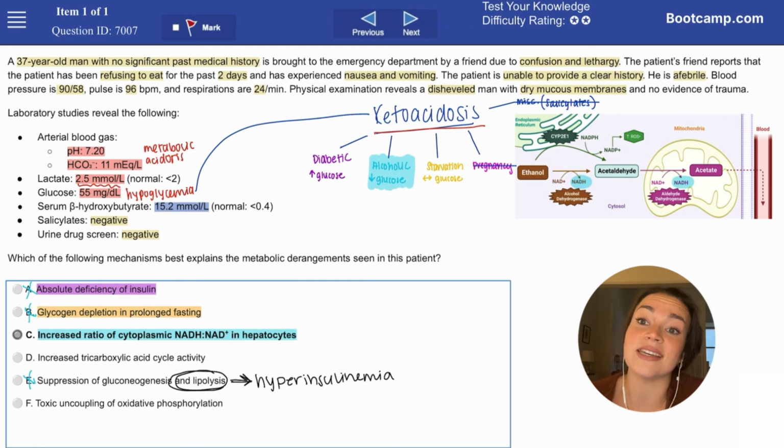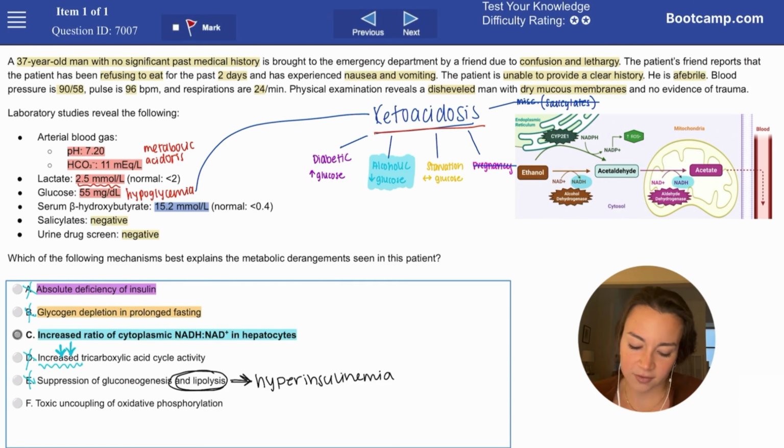Answer choice D, increased tricarboxylic acid activity, is incorrect because we already talked about how the TCA cycle is decreased, it's inhibited in alcoholic ketoacidosis. Some of those TCA cycle enzymes require NAD plus to be activated and will be inhibited by the excess NADH. So D is not correct.